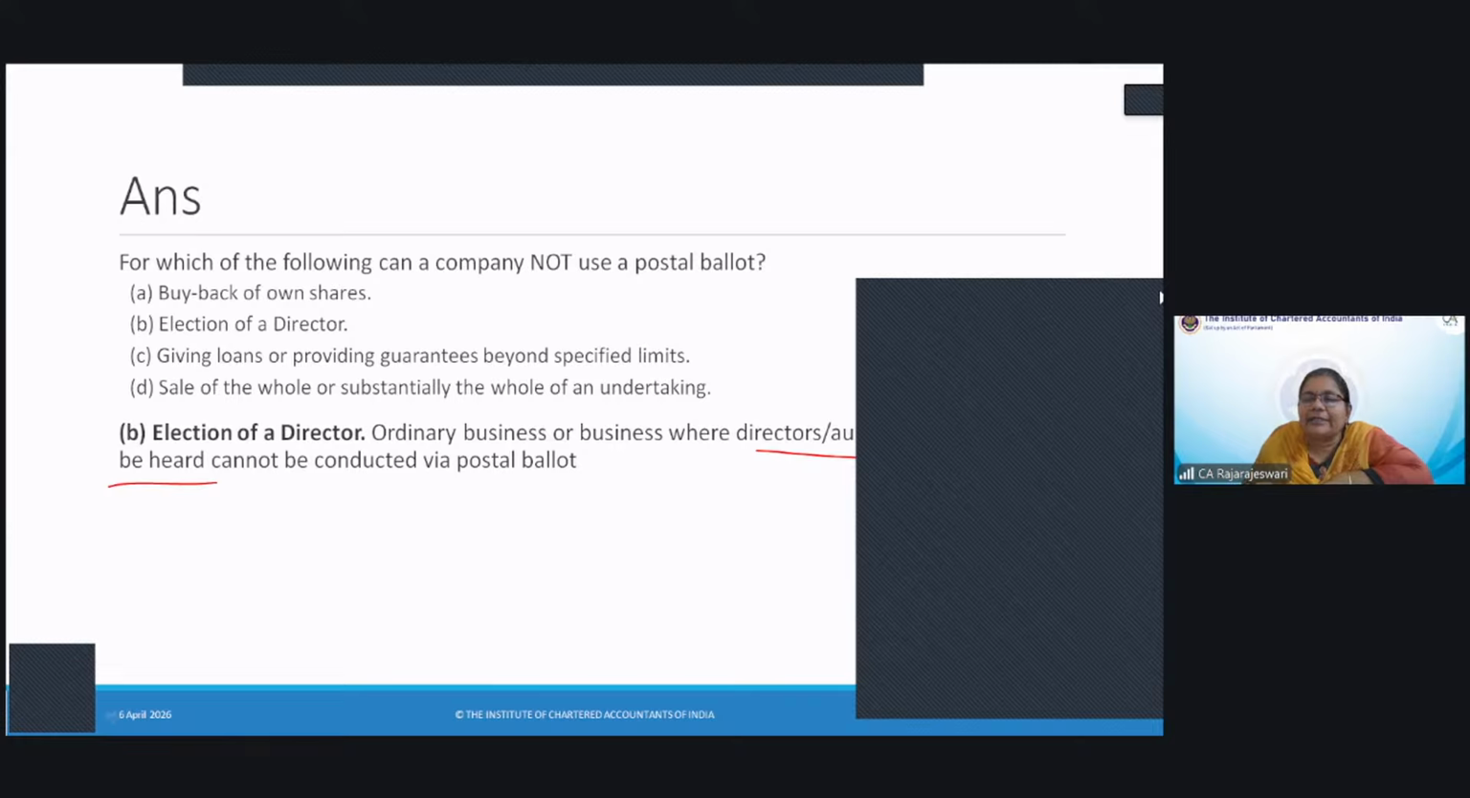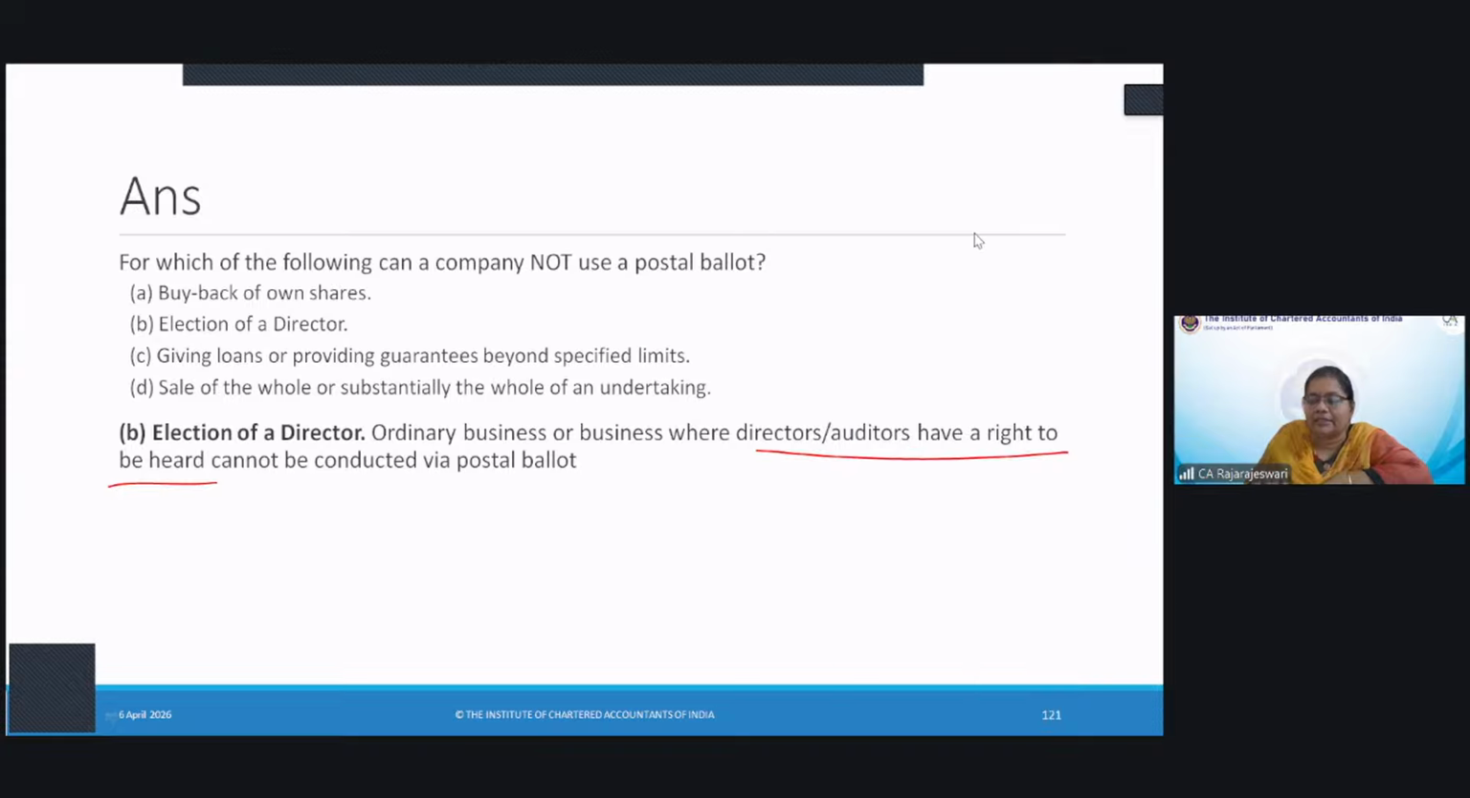So in the next class, we will be learning minutes and other topics which we have not covered, and doubt solving also. I will do it once again with the postal ballot so that the doubts are clear.